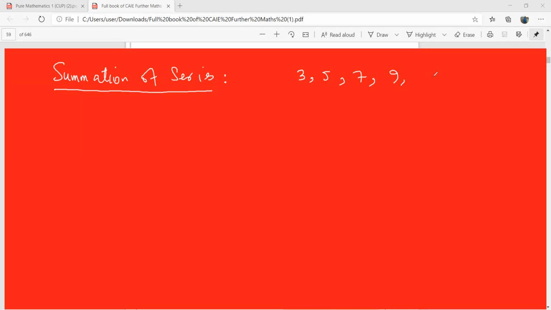let's say 9, and so on. Can you tell me what is the nth term for this sequence, in fact? Yes, 2n plus 1. Very good. So this is going up to 2n plus 1. Okay. If we put the plus signs between them, this turns into a series.